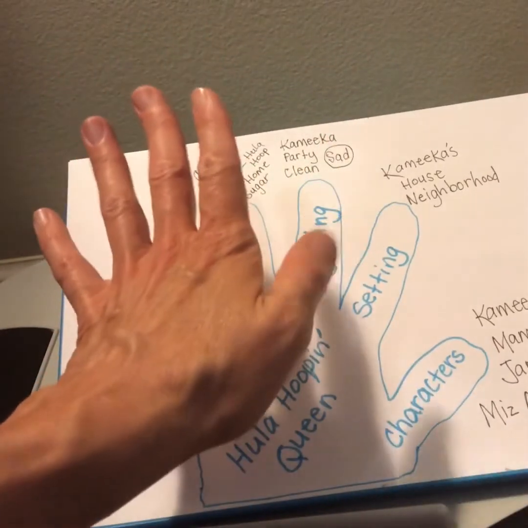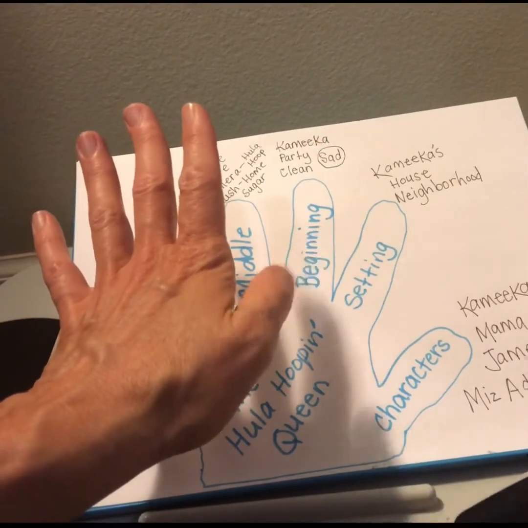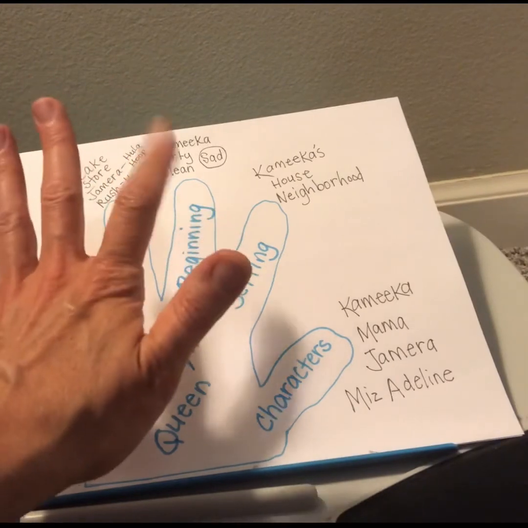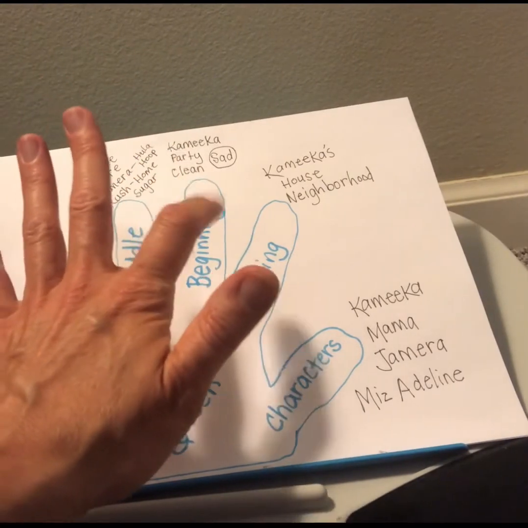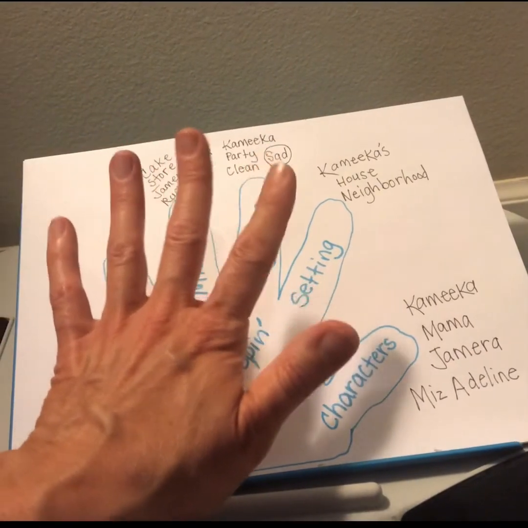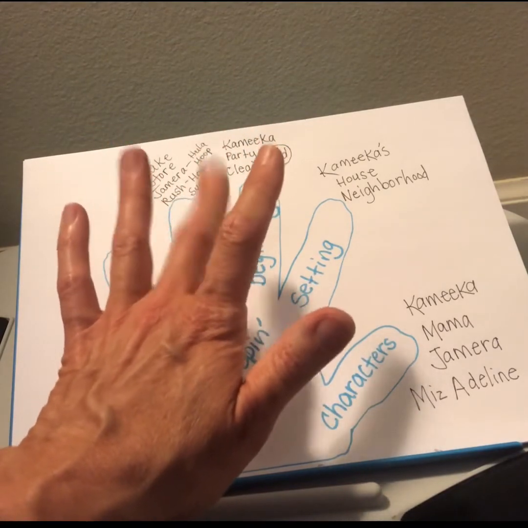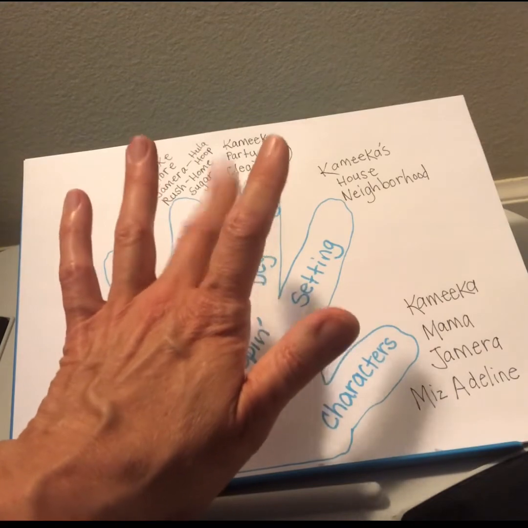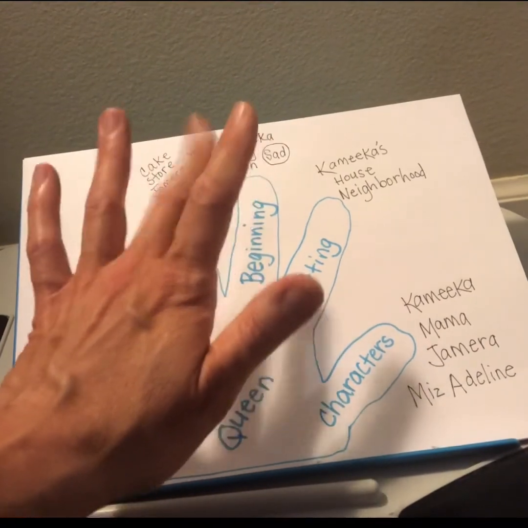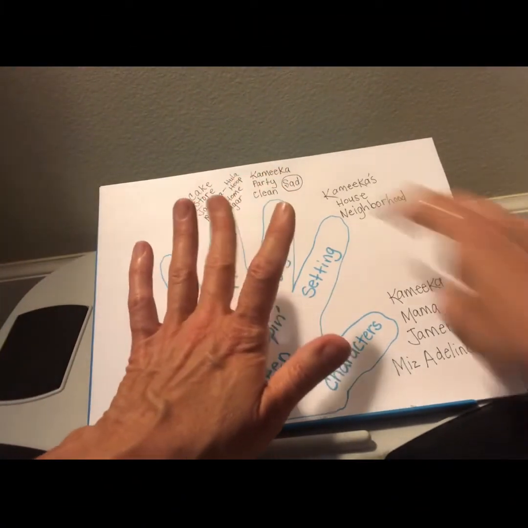Characters: Kamika, Mama, Jamira, Miss Adeline. The story takes place in Kamika's house and in her neighborhood. In the beginning of the story, Kamika wakes up, she's ready to go hula hoop, but her mom says, nope, we have to get ready for Miss Adeline's birthday party. It's at our house and we have to clean. And Kamika is sad.